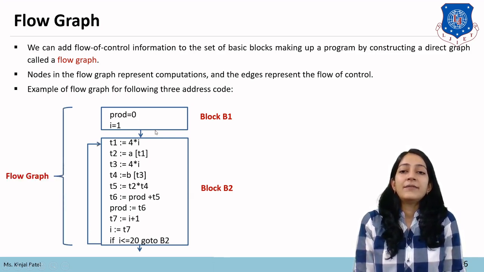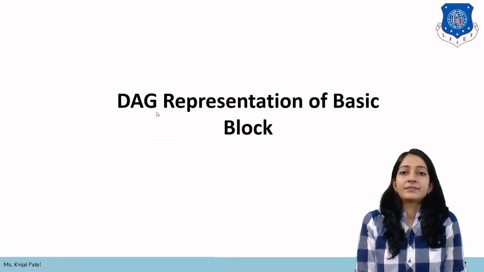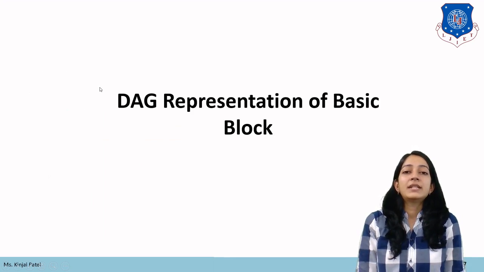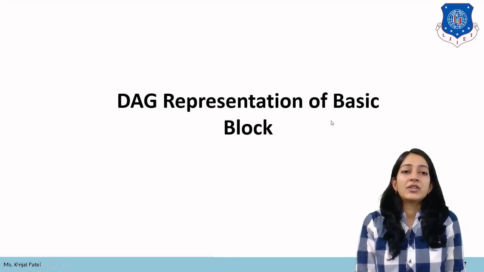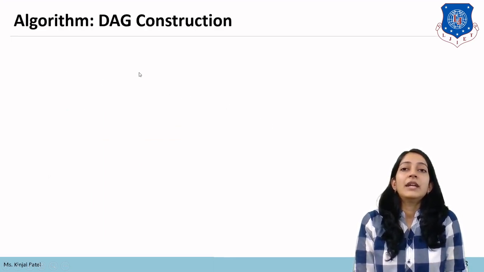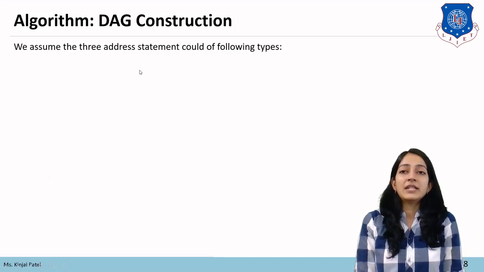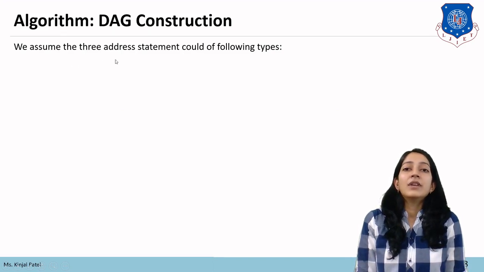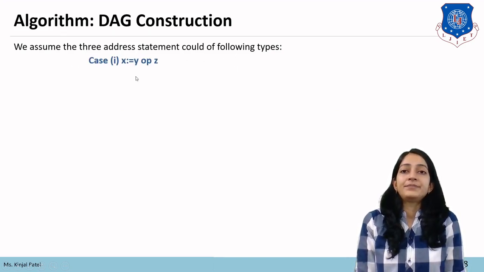Okay, so this is the flow graph of the 3 address code. Now the next topic is the DAG representation of a basic block. If we want to construct the DAG from a basic block, then here is the algorithm. We assume a 3 address statement could be of the following types.